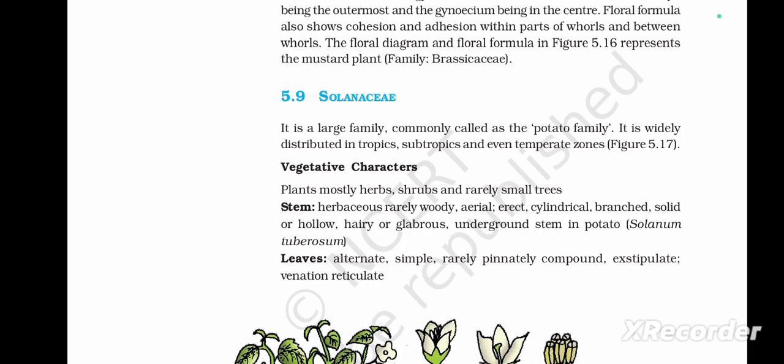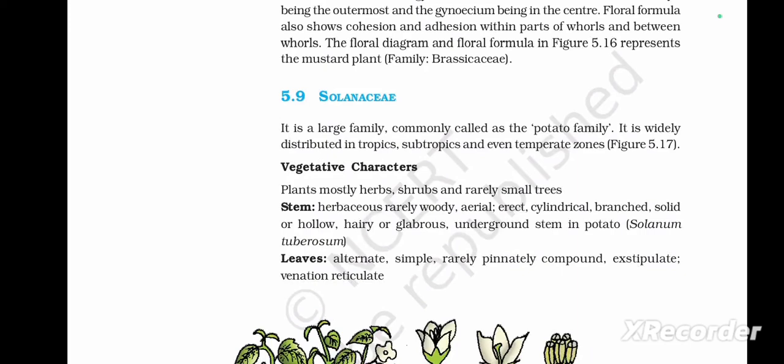Next, Solanaceae. It is a large family commonly called the potato family. It is widely distributed in tropics, subtropics and even temperate zones. The vegetative characters of Solanaceae are: plants mostly herbs, shrubs and rarely small trees. Stem is herbaceous, rarely woody, aerial, erect, cylindrical, branched, solid or hollow, hairy or glabrous; underground stem in potato, that is Solanum tuberosum, its scientific name.